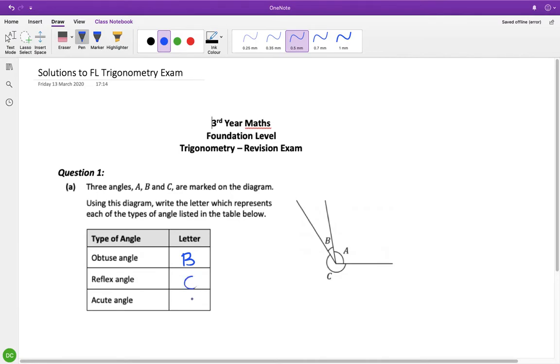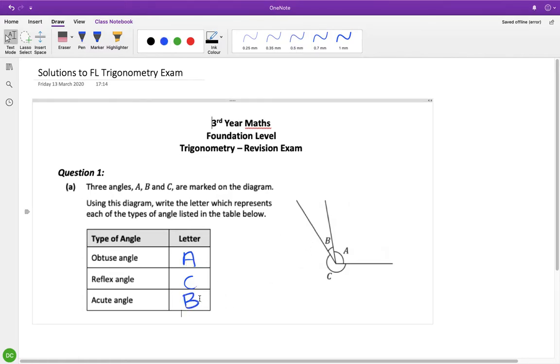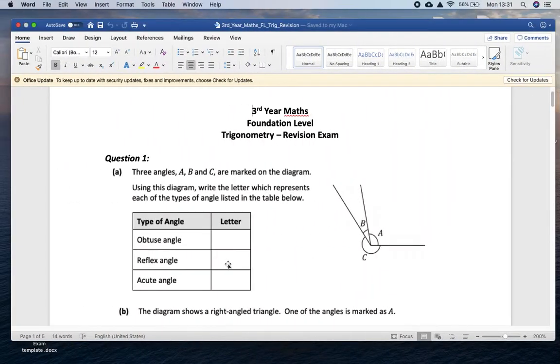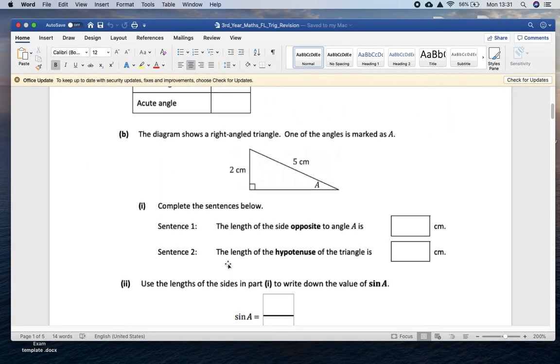A reflex angle is an angle bigger than 180, so that would be C. And then the acute, oh no, sorry, I actually have that wrong. Let me go back. I looked at that wrong. So the obtuse angle is the angle greater than 90, less than 180, so that's A. Apologies for that. And then your acute angle is your angle less than 90, which is definitely B. All right. So, B.